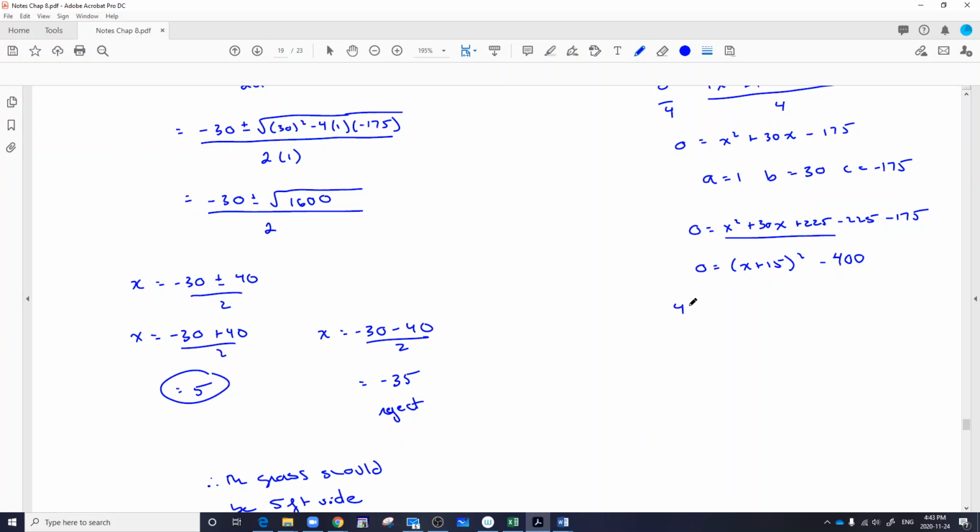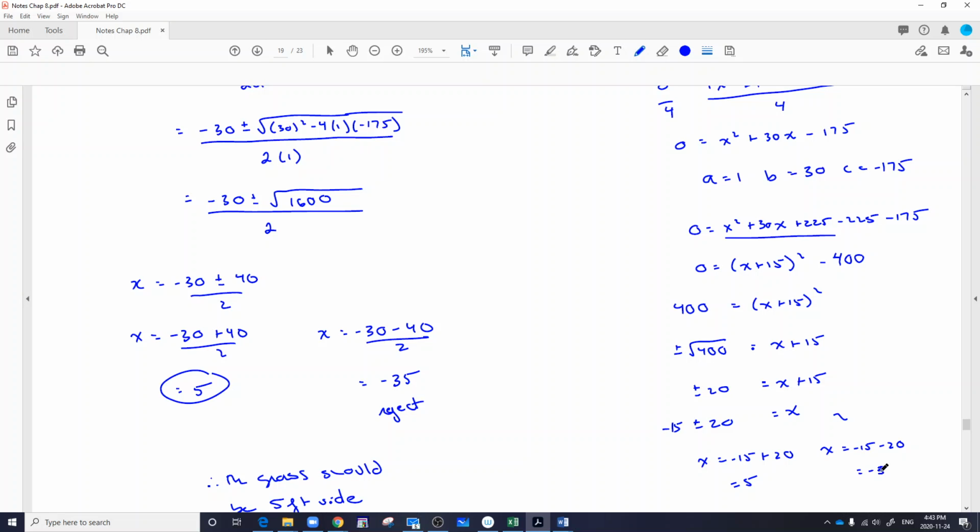Then we're going to move the 400 to the other side. Then you're going to take the square root, plus or minus. And then we'll notice that 400 is a perfect square, which simplifies to plus or minus 20. So then I'm going to subtract that 15. And those are my answers. x is equal to negative 15 plus 20, which is the 5, or x is equal to negative 15 minus 20, which is my negative 35.